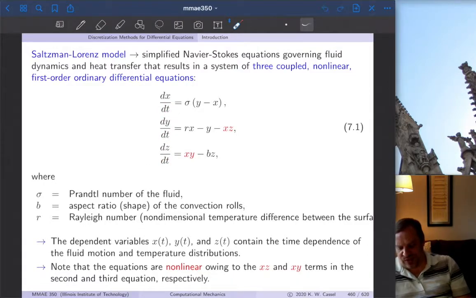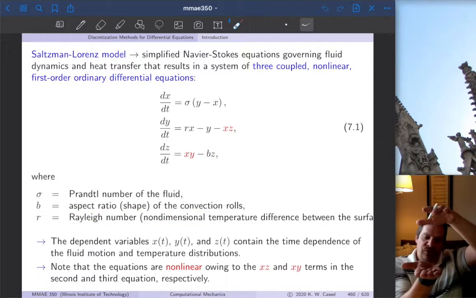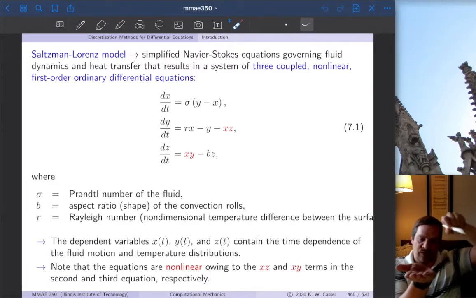Then on the right-hand side, you see a series of three parameters. So there's sigma. Sigma is the Prandtl number of the fluid. That's just a property of the fluid. B is the aspect ratio of the convection rolls. So if you have these two surfaces, you get convection rolls between them. And you could have short, fat convection rolls.